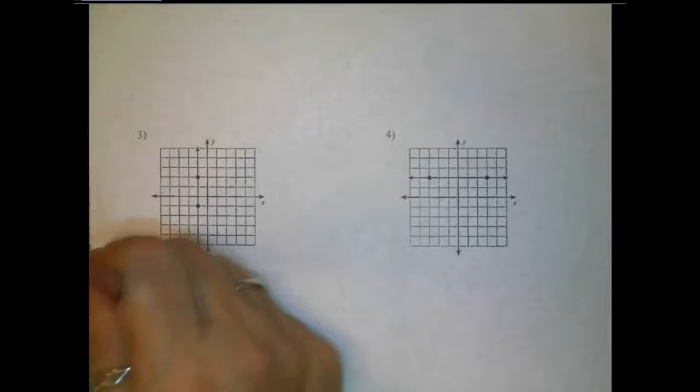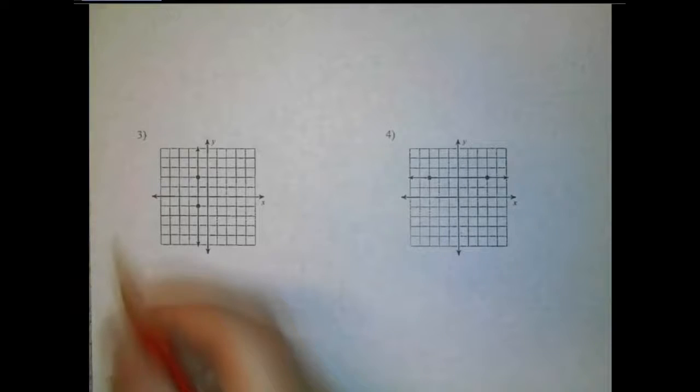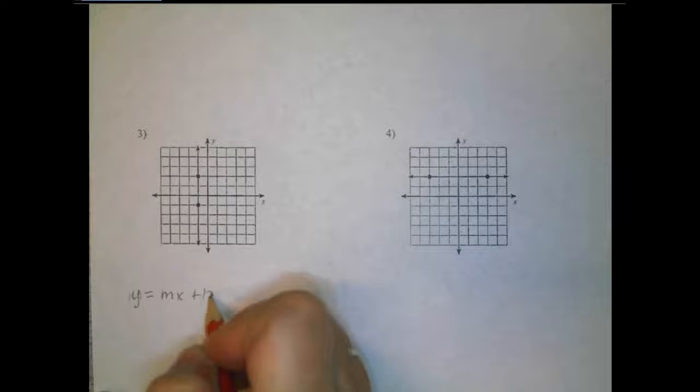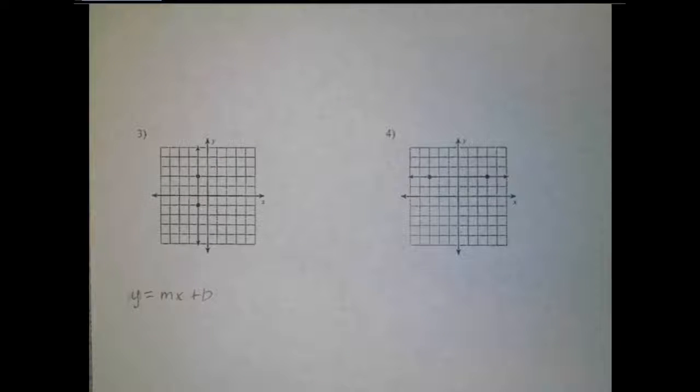Okay, I want you to write down y equals mx plus b. And this is slope-intercept form. That's how we write up the formula for slope-intercept.